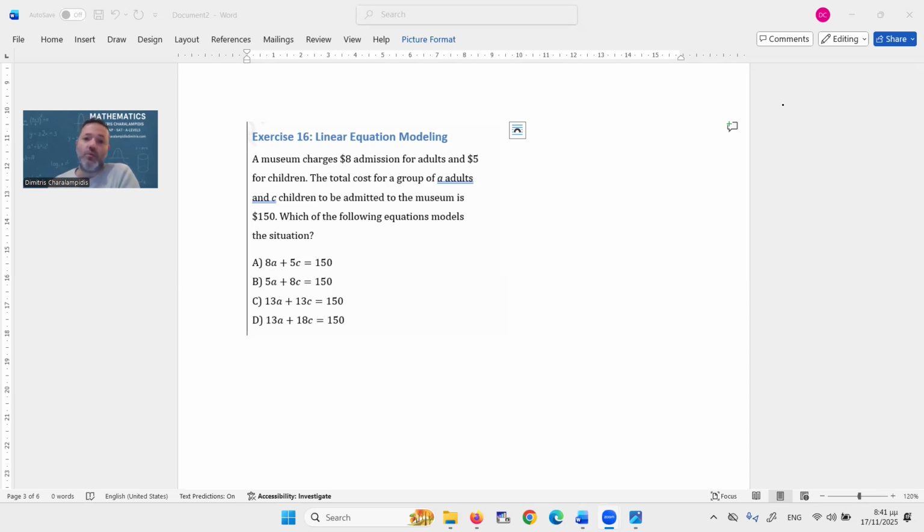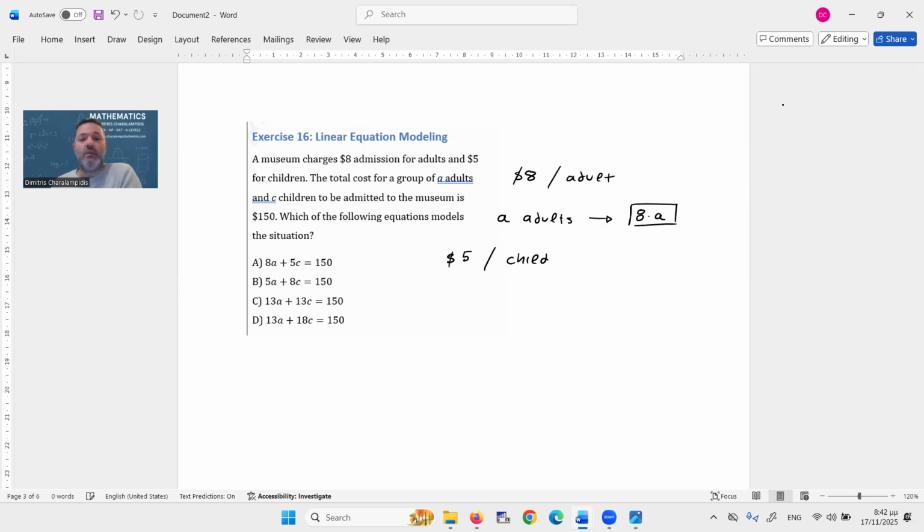Okay, so we know that it charges $8 per single adult. Since we will have A adults, all these combined paid a fee of 8 times A, or 8A, for all adults together. Similarly, each child ticket is worth $5 per child.